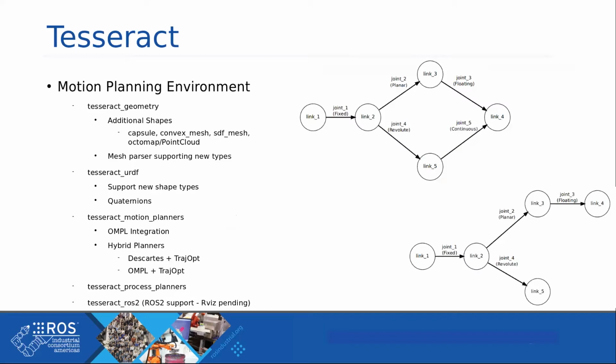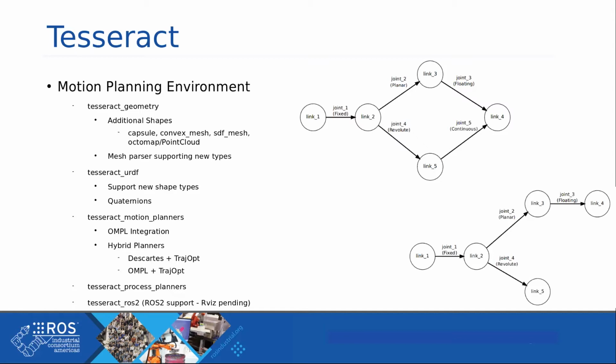Another thing that we've been focused on is Tesseract. The main thing that has changed here recently is we developed our Tesseract geometry shapes, mainly to support some shape types that aren't currently supported within ROS. Most of these are actually needed for TrajOpt because it expects collision geometry shapes to be convex hulls. So we've created a geometry library around it to add additional shapes like capsule, convex mesh, and SDF mesh.